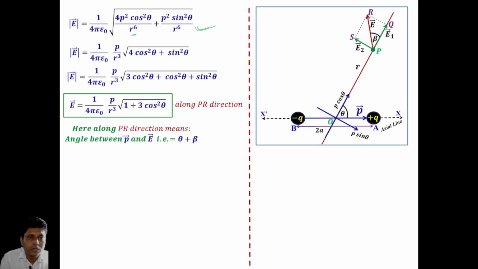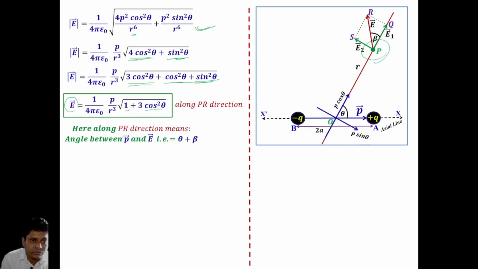Okay. Now here p square by r to the power 6, if we take it outside of this root, then it will be p by rq, and the remaining will be 4 cos square theta plus sin square theta. This 4 cos square theta will be written as 3 cos square theta plus cos square theta, and the sin square theta is written as such. So cos square theta plus sin square theta will be 1, and this will be 3 cos square theta. Finally, we found the magnitude of the electric field intensity at point P will be equal to this much.